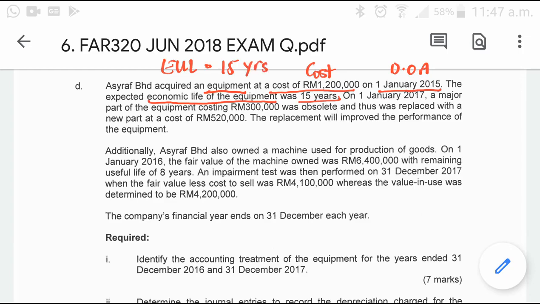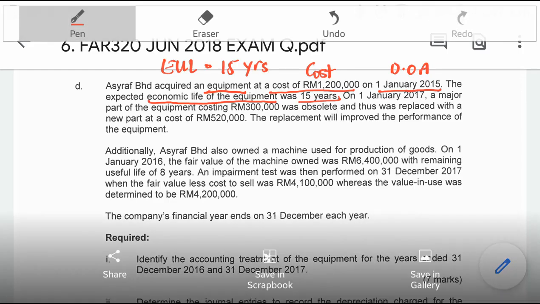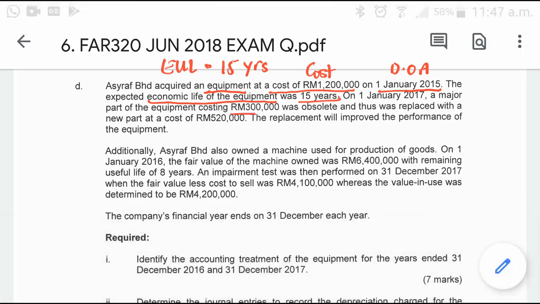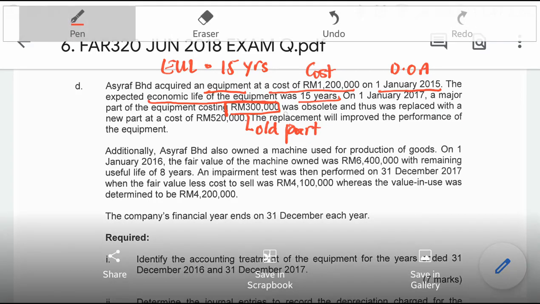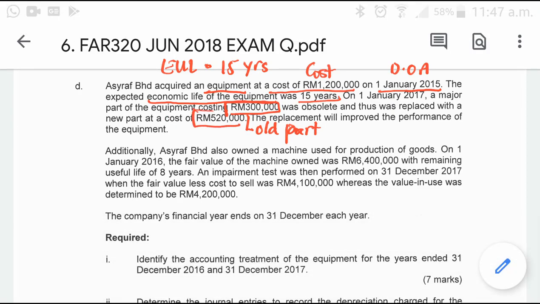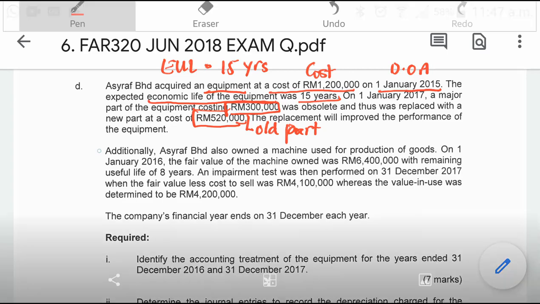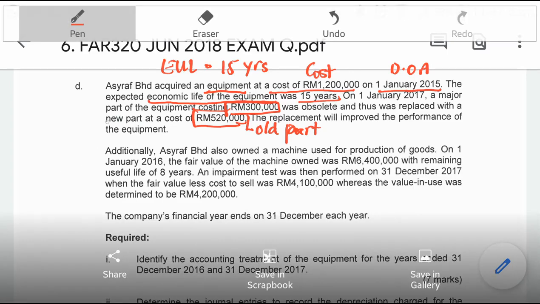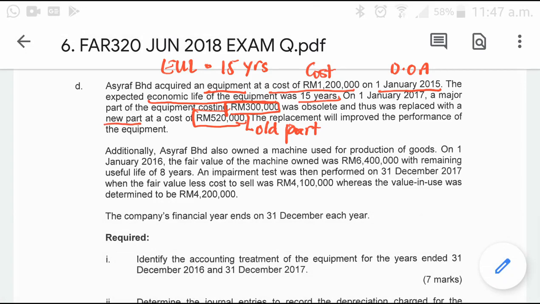15 years. And we're informed that the major part of the equipment costing 300,000 was obsolete. So this 300,000 that you have here is the old part, and that old part will be replaced with a new part, and your new part is costing you 520,000. So this is new, right?